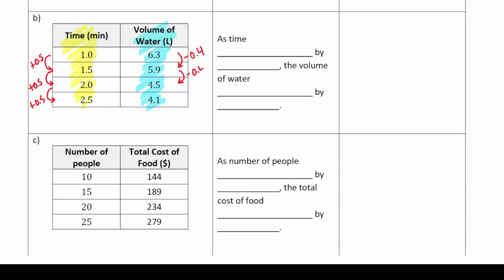So every time, let's fill in these words, as time increases by 0.5 minutes, the volume of water decreases by 0.4 liters. So slope is a measurement of how these changes relate to each other. So the change in the y value is negative 0.4 liters. The change in the x value is 0.5. So let's put these numbers in.